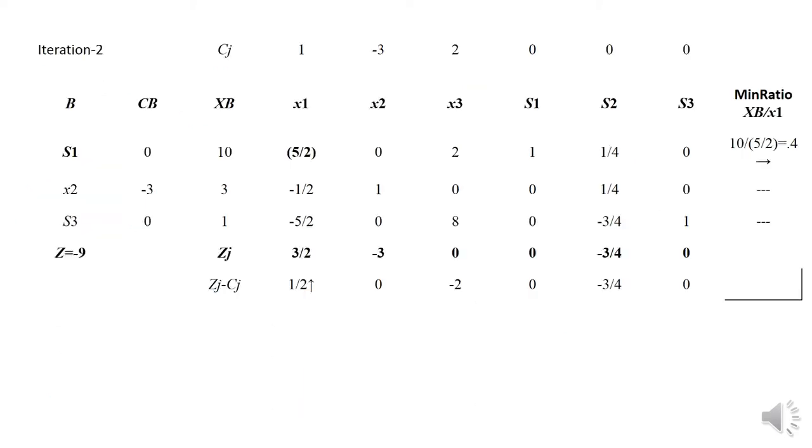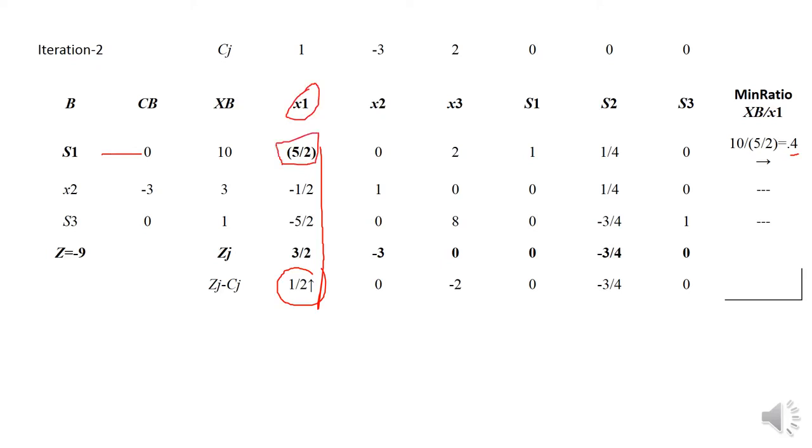So we will get this in the next iteration. These are the new values. We write down the next iteration, in which we pick the most positive one. This one is the pivot element, this is the pivot column, and now we will divide xb by x1. So we get 10 upon 5 upon 2, which is 4. S1 is leaving, x1 is entering, and this is the pivot element.